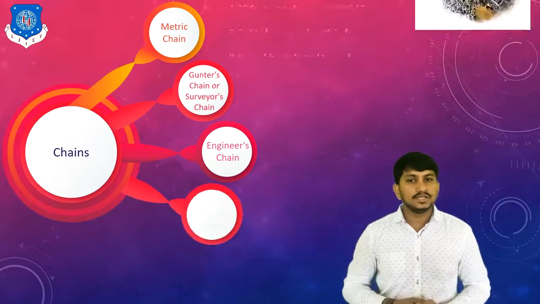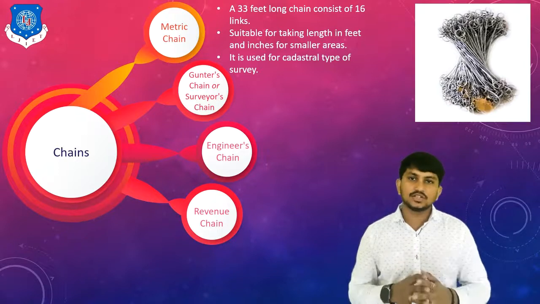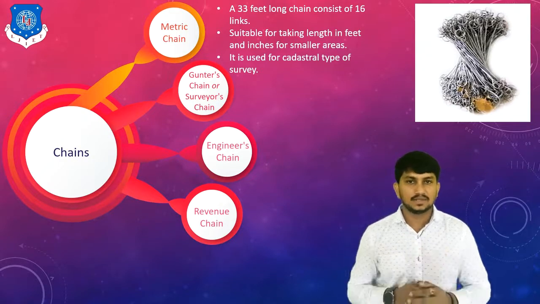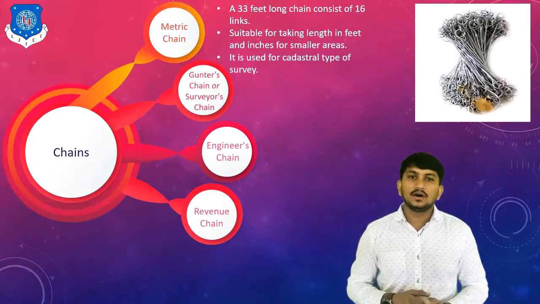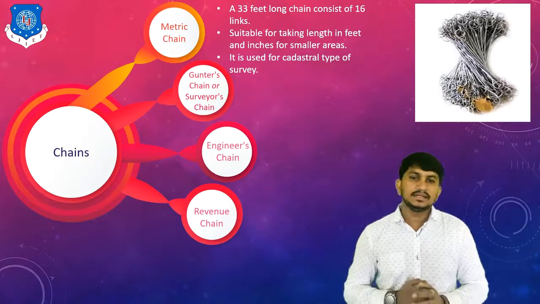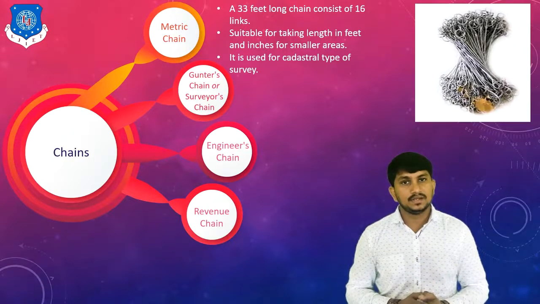Next type of chain is revenue chain, which is 33 feet long chain having 16 links. It is suitable for taking lengths in feet and inches for smaller areas. It is usually used in cadastral type of survey.